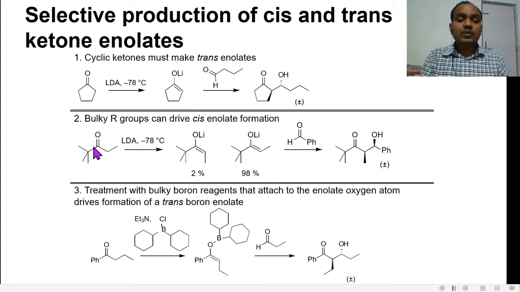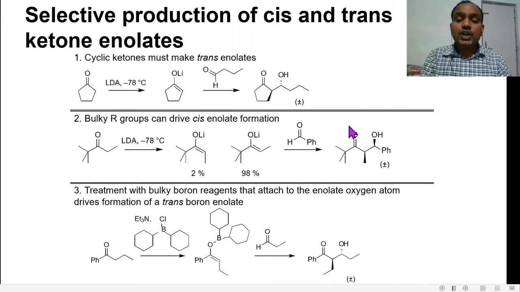Then a bulky R group can drive cis-enolate formation. That means if a bulkier alkyl group is present on the opposite side, that can form the cis-enolate. How does that cis-enolate form? LDA abstracts this proton, and when trans-enolate formation takes place, there is steric crowding, and because of that there is a preferential formation of the cis-enolate. As we know, the cis-enolate on reaction with another molecule of aldehyde or ketone preferentially forms the syn aldol.